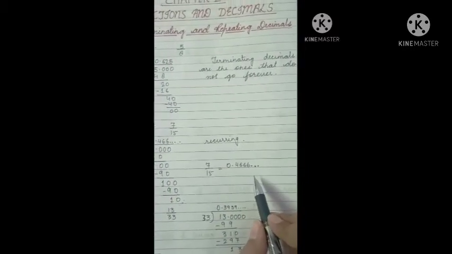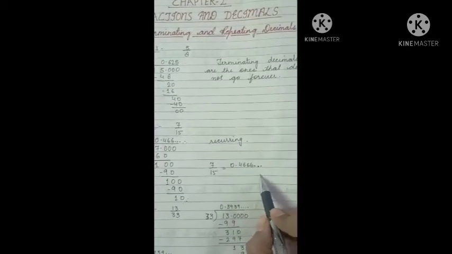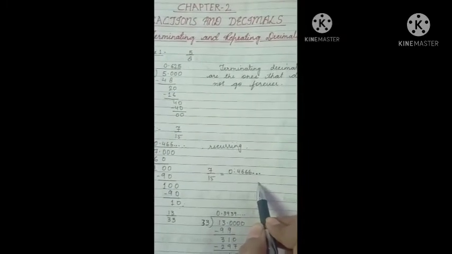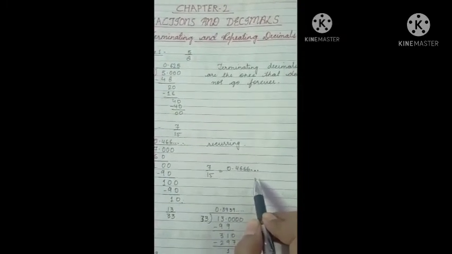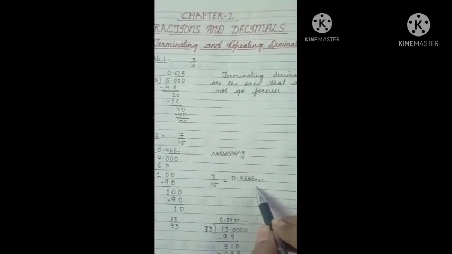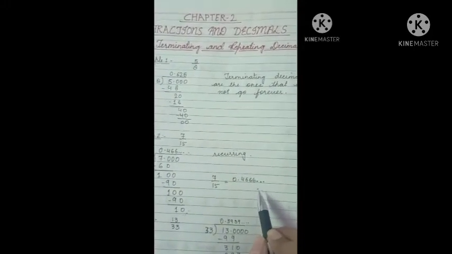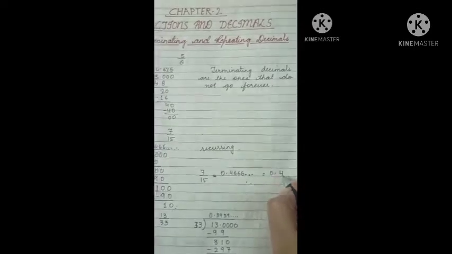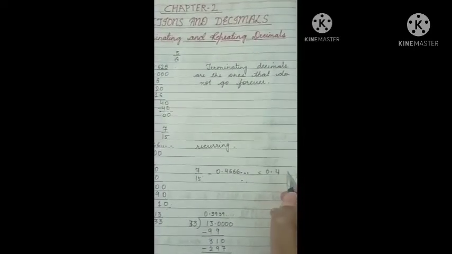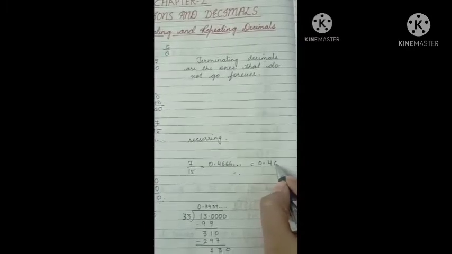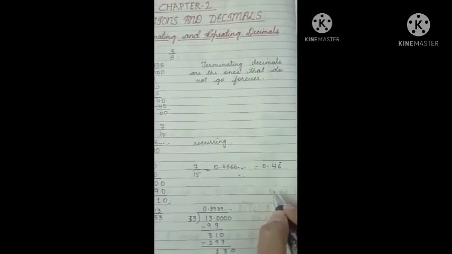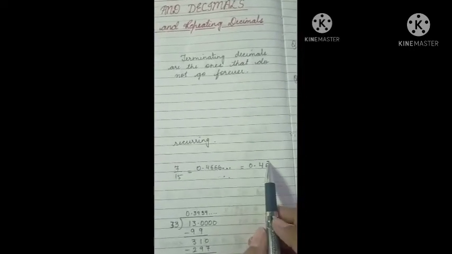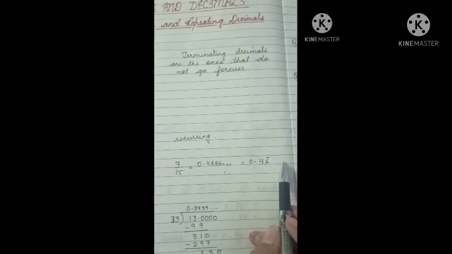You would observe that you spend a lot of time in writing, and you are not even sure how many 6s you have to put here, right? So in such cases we use a very simple notation. We write this as 0.46, and we put a bar over the number 6, like this. Okay, so these two are equivalent. We have placed the bar over 6, it means that 6 is repeating itself.